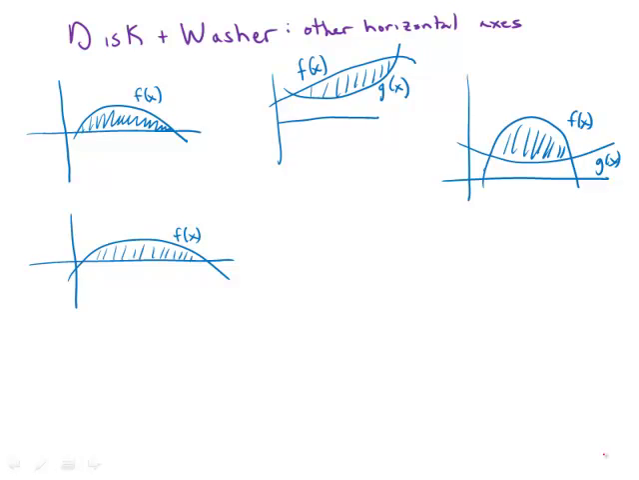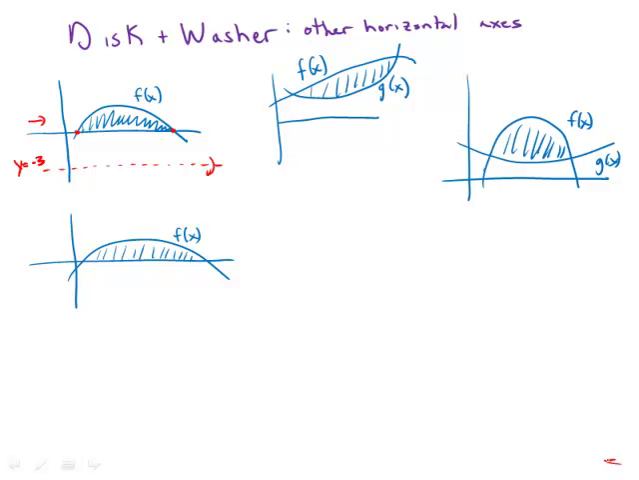Now we will look at what happens when the axis of rotation is not the x-axis, but rather another horizontal line. So suppose we have this function f of x, and we're just looking at this simple region bounded by f of x and the x-axis. So of course, if we just rotated around the x-axis, this would be a very straightforward disk method. But suppose we instead rotate around another axis.